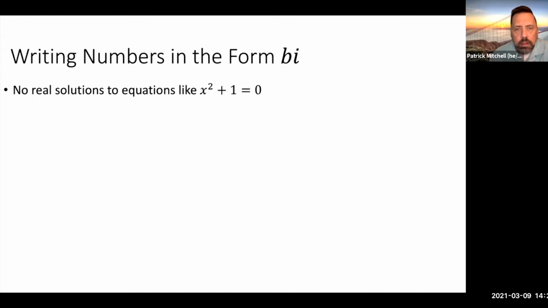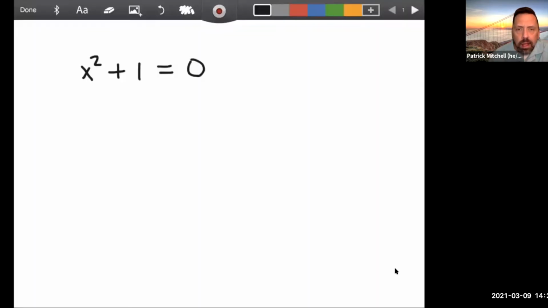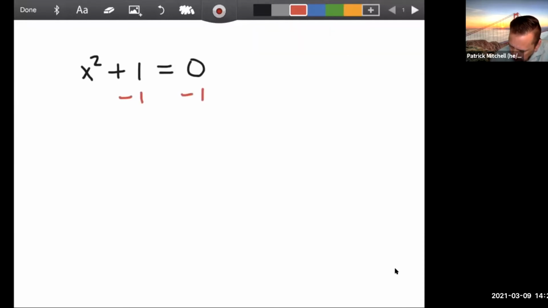When you look at certain equations like x squared plus 1 equals 0, those equations don't have any real solutions. So let me switch over to the tablet just to convince you of that. All right, so here's the equation x squared plus 1 equals 0. One way I could try to solve this equation is by subtracting 1 from both sides. And that would give me x squared equals -1.